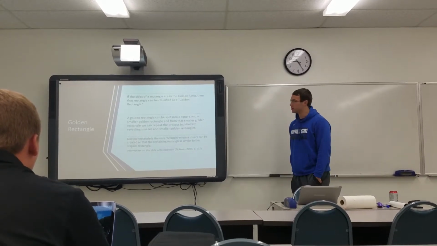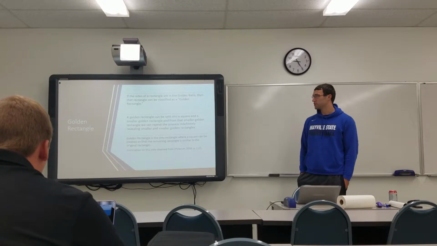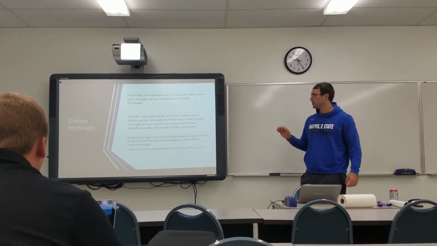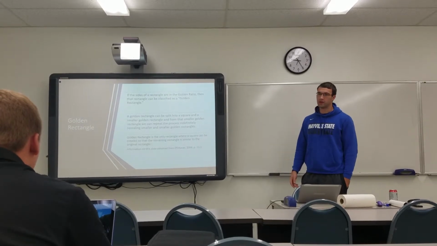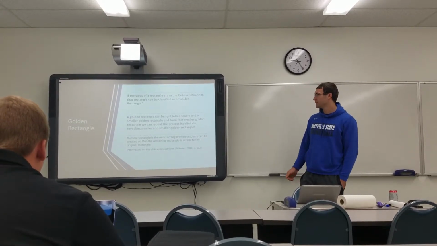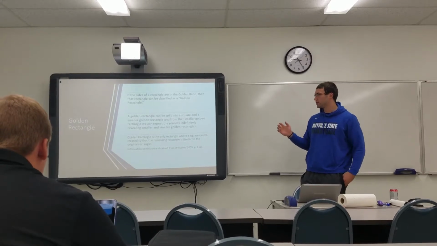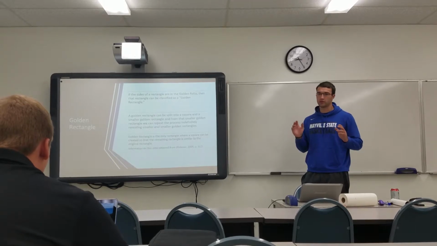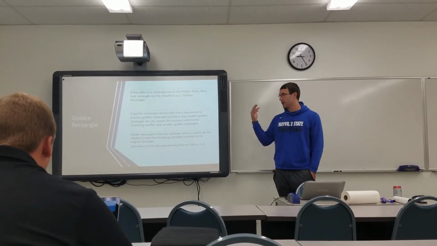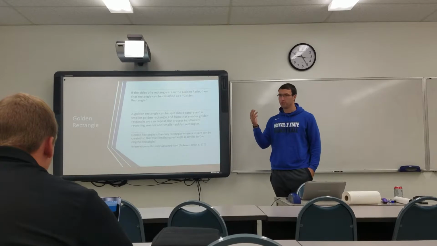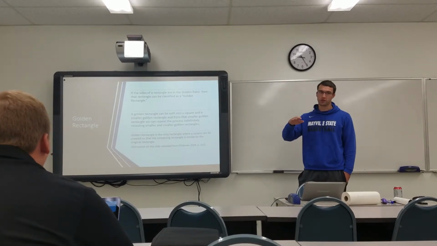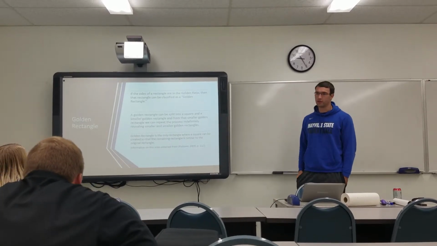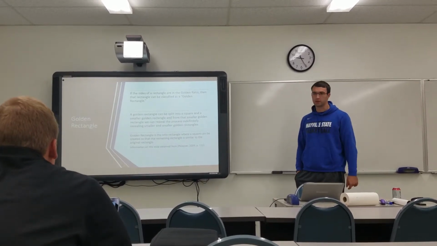So next we have the golden rectangle. If the sides of a rectangle are in the golden ratio, so they equal 1.618, then the rectangle can be classified as a golden rectangle. A golden rectangle is a rectangle that can be split into a square and a smaller golden rectangle. From that smaller golden rectangle, we can repeat the process. It can be cut into a square and a smaller rectangle and so on, and that can happen indefinitely, revealing many smaller golden rectangles.